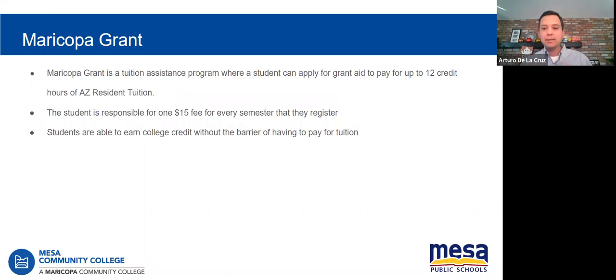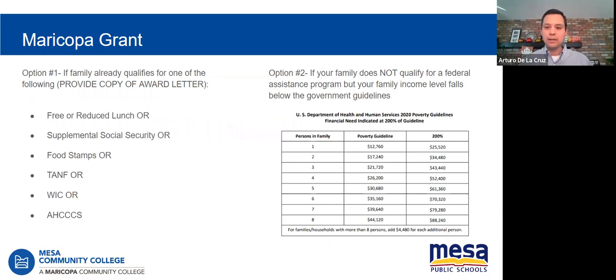So they do pay the $15 registration fee once per semester, but pretty much the rest of their tuition is covered by this grant. And so this is just a couple of the options that they can choose in order to prove that they qualify for our Maricopa grant.